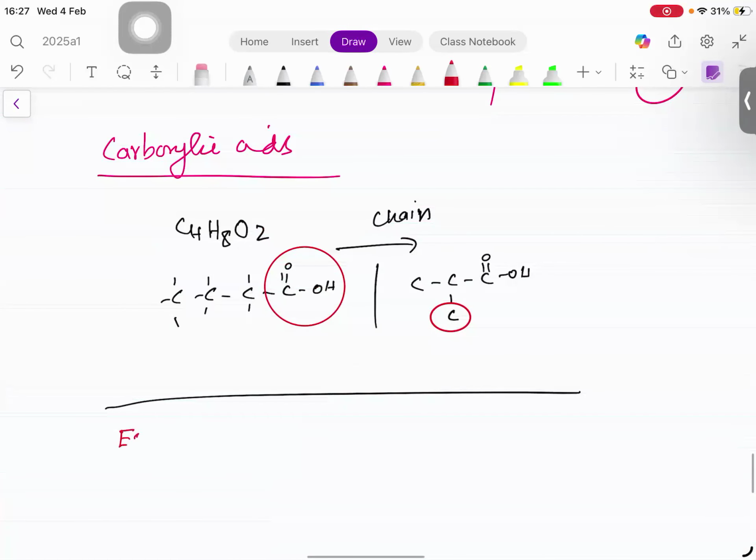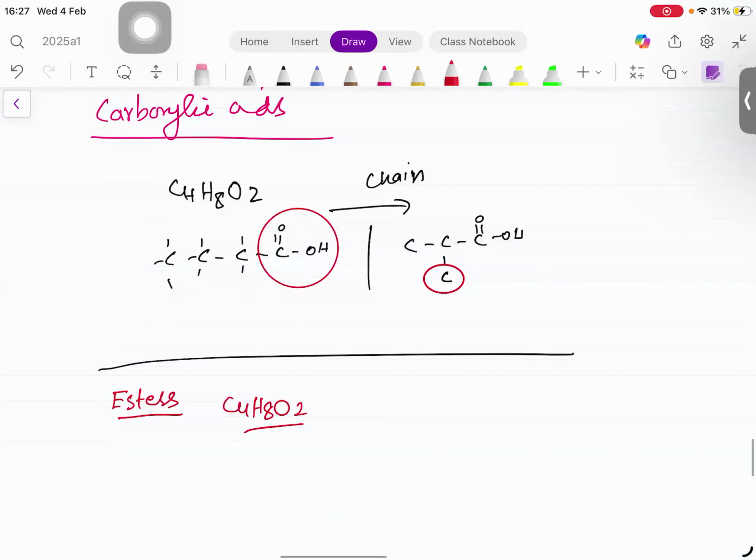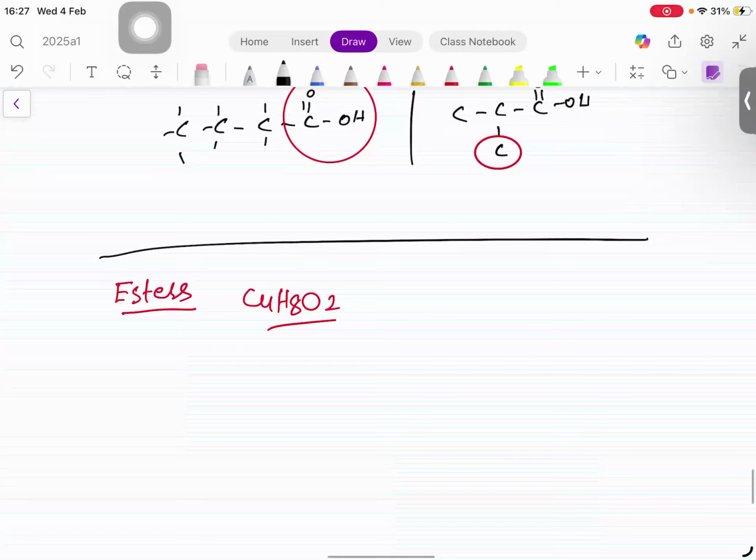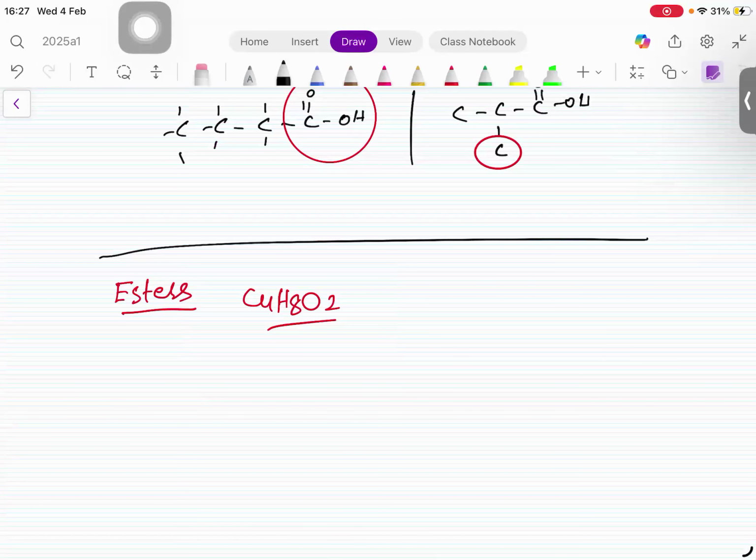I give a heading: esters. For C4H8O2, the trickiest and most difficult part is making the isomers of esters. Okay, please write down. Listen. Esters are a bit tricky. Now let me tell you how to make esters.